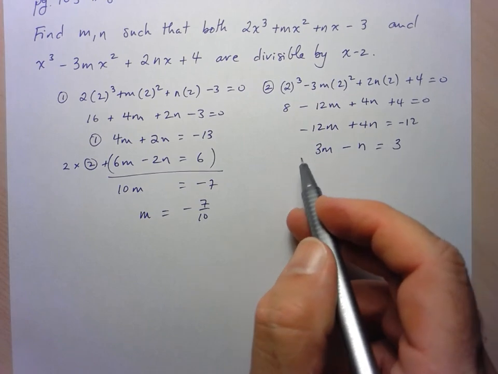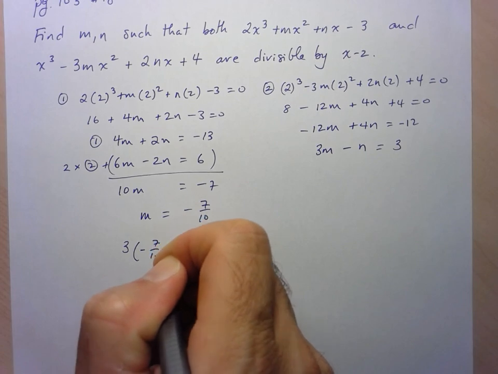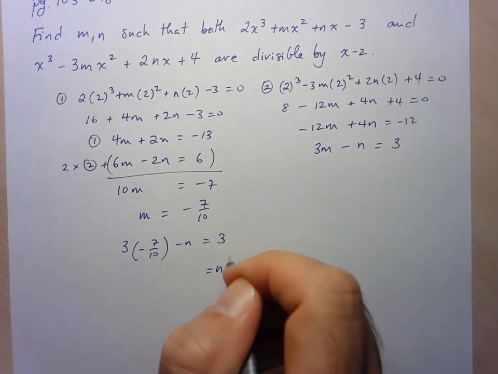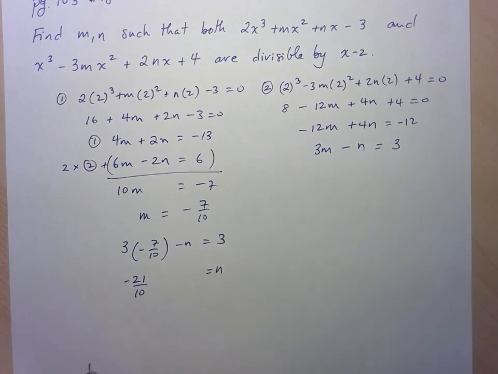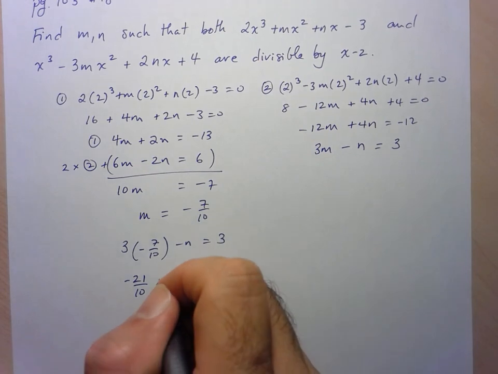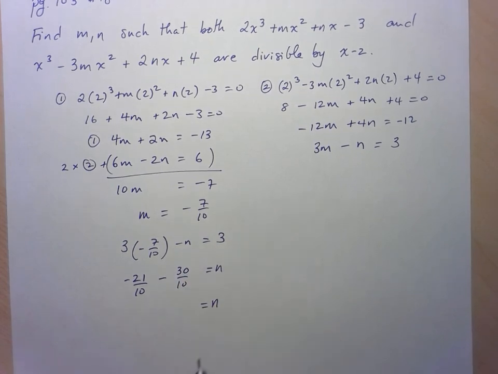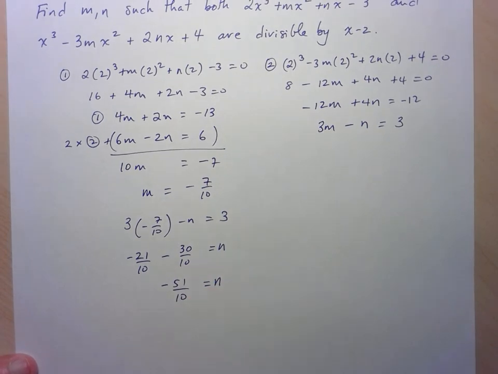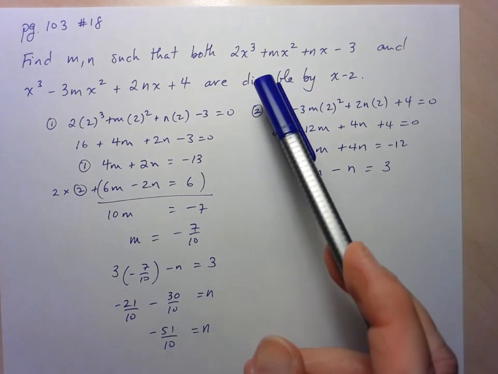Okay, and now I'm going to take one of these equations to solve for the n value, and that looks like the easiest one. So we have 3 times m, which is negative 7 over 10, minus n is equal to 3. So I'll bring the minus n to the other side, and here what do we have? We have negative 21 over 10. I'll bring this 3 to the left, but since I need to add these fractions or subtract them, I'll write it as a fraction over 10. So 3 can be written as 30 over 10. So n is equal to, and that'll be negative 51 over 10. Okay, and there we have it. These are the values of m and n that will satisfy these conditions.